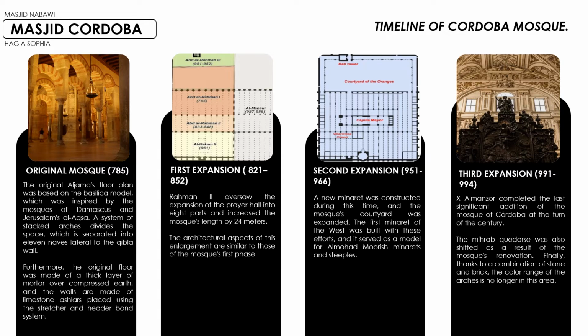Moorish minaret and steeple. The last substantial addition to the Cordoba Mosque at the turn of the century was finished by Al-Mansur during the years 991 and 994. The remodeling of the mosque also resulted in the locating of the Mihrab Qidase.